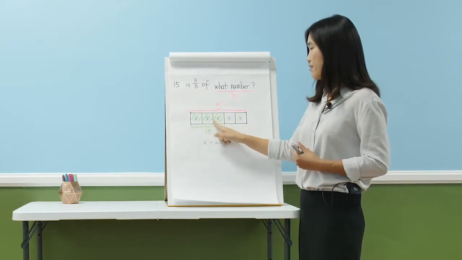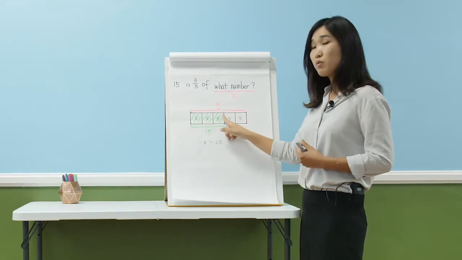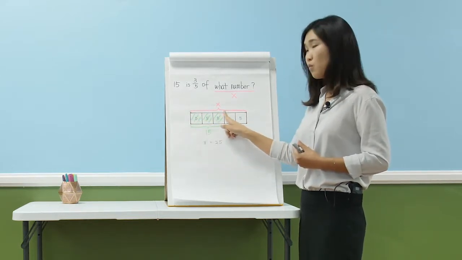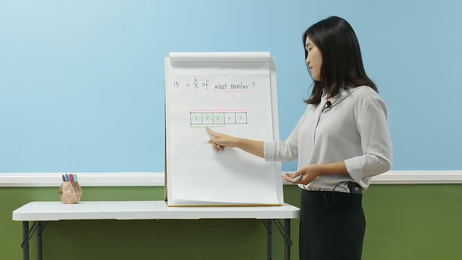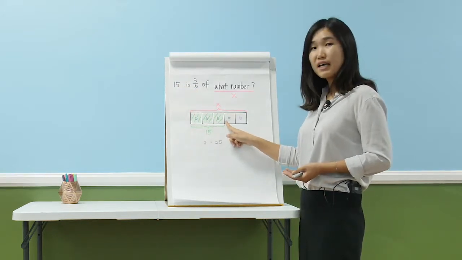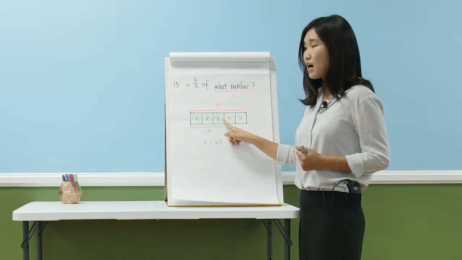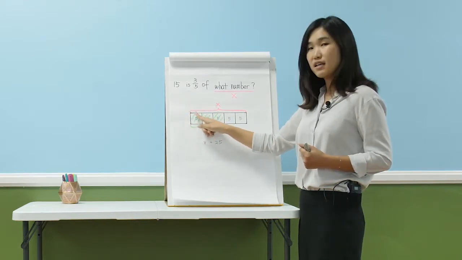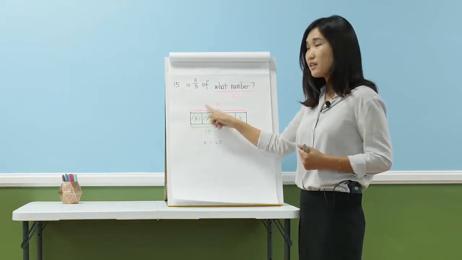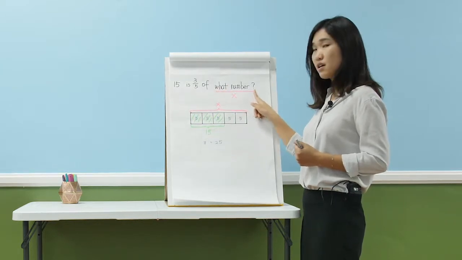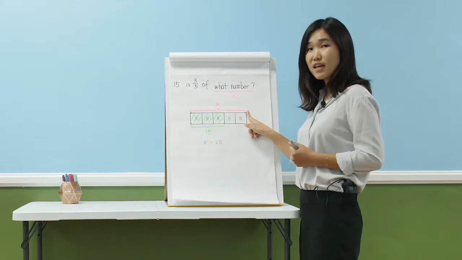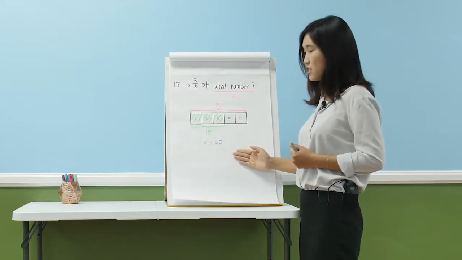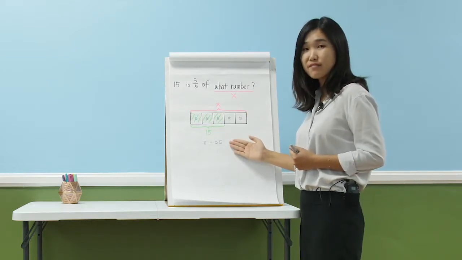We draw 5 boxes, and then we know 3 of them. What we know, 3 of them together is 15. Here, 15. And then I think you already figure out each box is 5. And the question is asking us to find out what is the 5 boxes altogether. You can easily tell me the answer is 25.